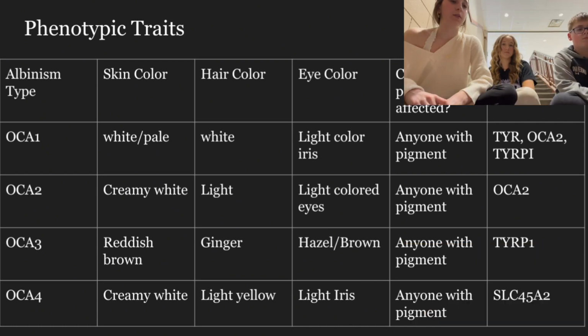And then for the third type, OCA3, the skin color would be reddish brown, the hair color would be ginger, with hazel or brown eye colors. And again, anybody with pigment. The gene affected would be TYRP1. And for our last one, OCA4, the skin color would be creamy white again, with light yellow hair, light irises, and then anybody with pigment. And the gene affected would be SLC45A2.